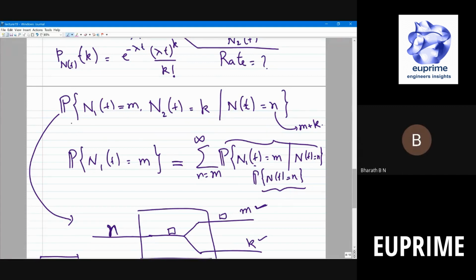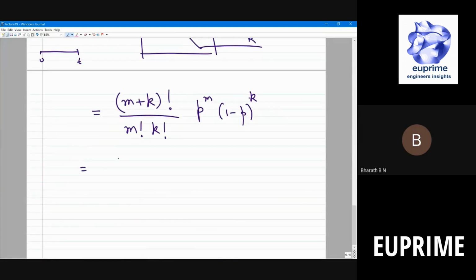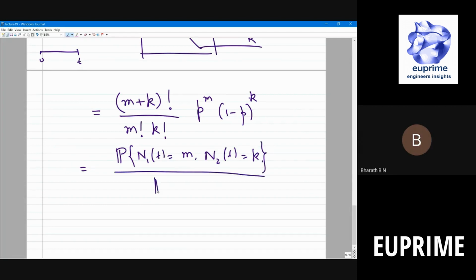Now this is equal to that binomial. But this is a conditional probability, which is nothing but probability of A comma B divided by probability of B. So this is n1(t) equal to m, n2(t) equal to k, and n(t) equal to n, which is implied from this so we need not write it, divided by the probability that n(t) is equal to n. Okay, so now what is it that I'll do?